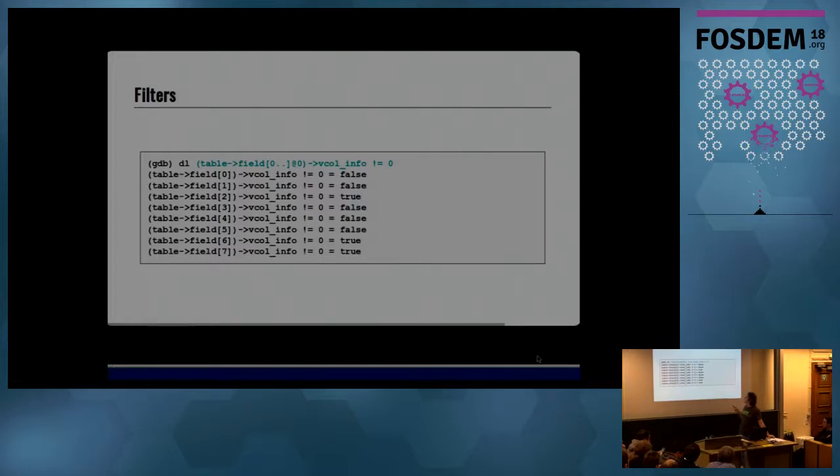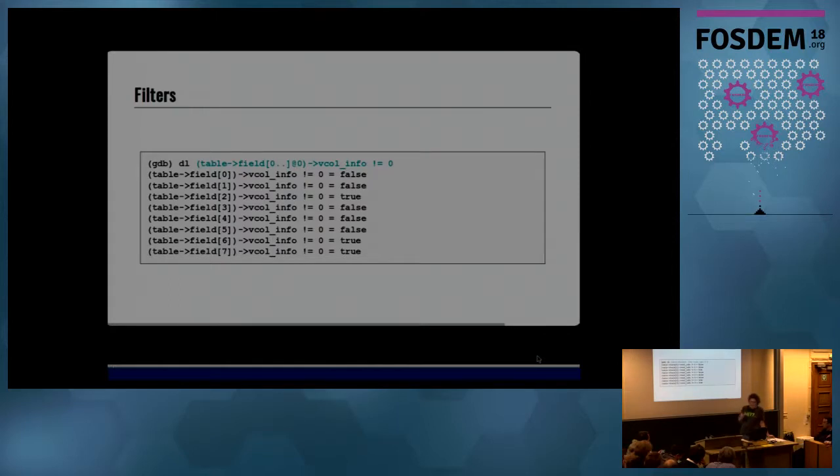Another useful feature is filters. In MariaDB and MySQL, there's a concept of virtual fields. These are fields in the table that are generated. A virtual field is different from a normal field because it has the vcol_info pointer being non-zero. So if I want to see all virtual fields in a table, I would probably do something like this. I would print the whole array, and I would look in what fields vcol_info is not 0. And if I look very carefully at this slide, I could see that it's the 2nd, 6th, and 7th.